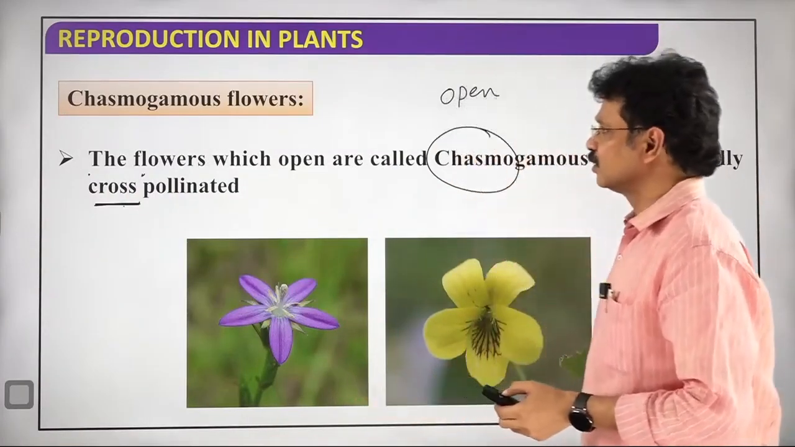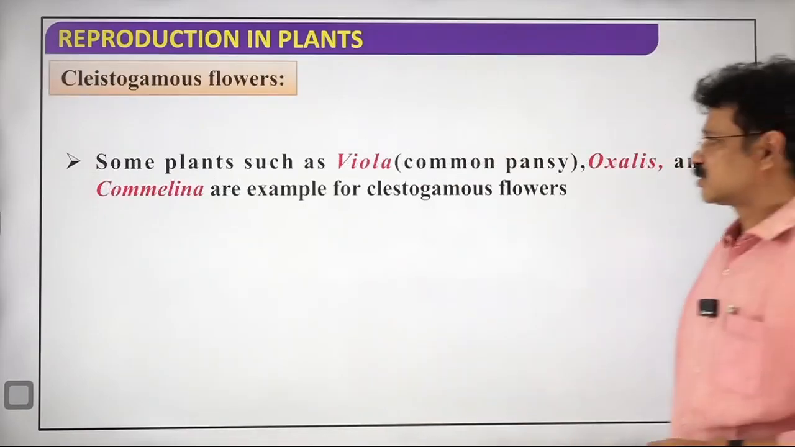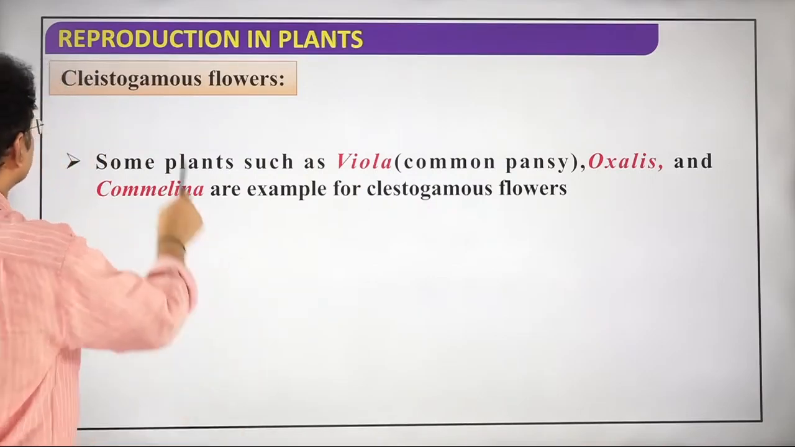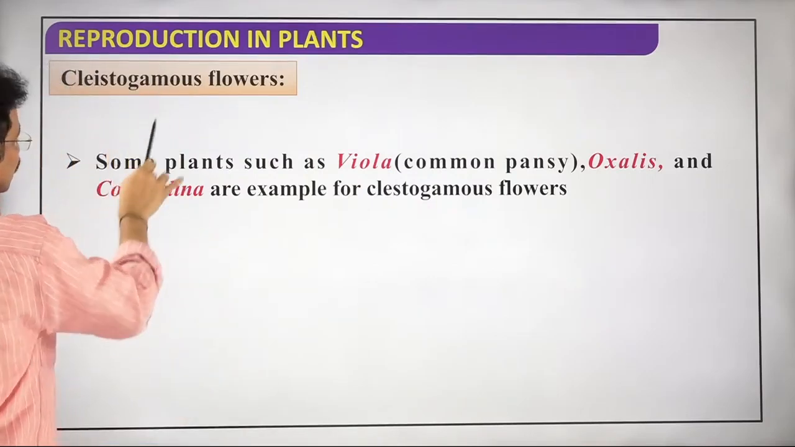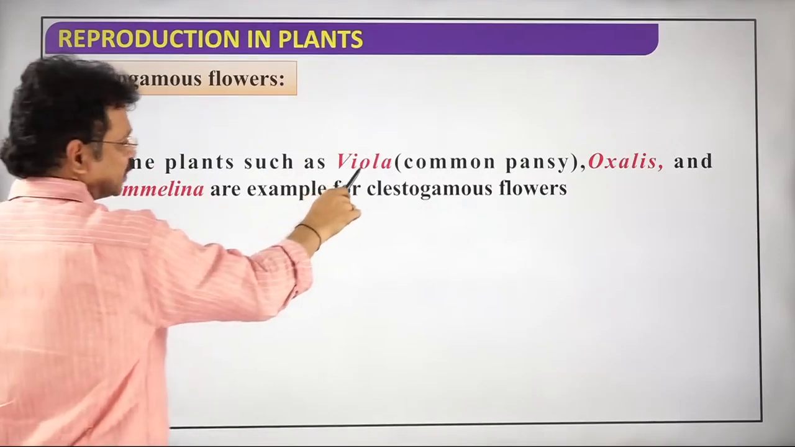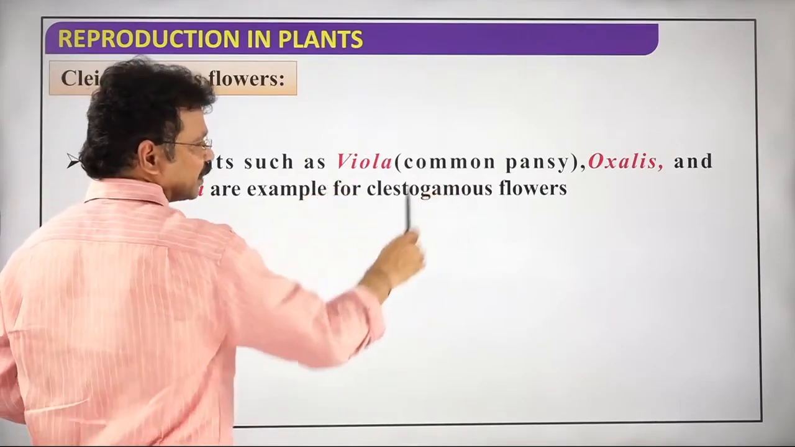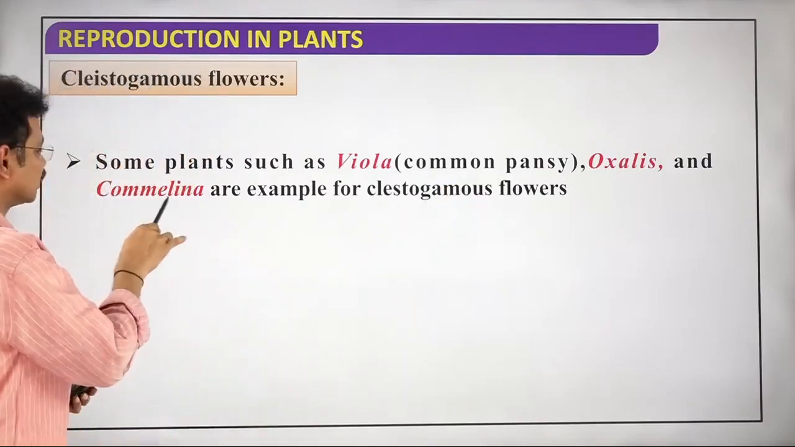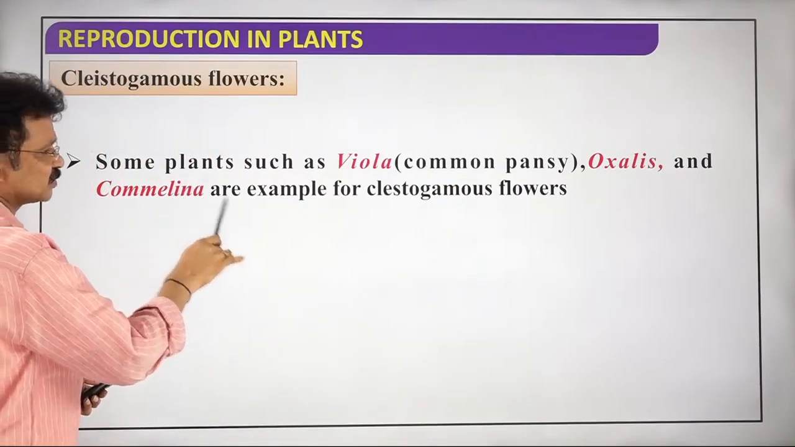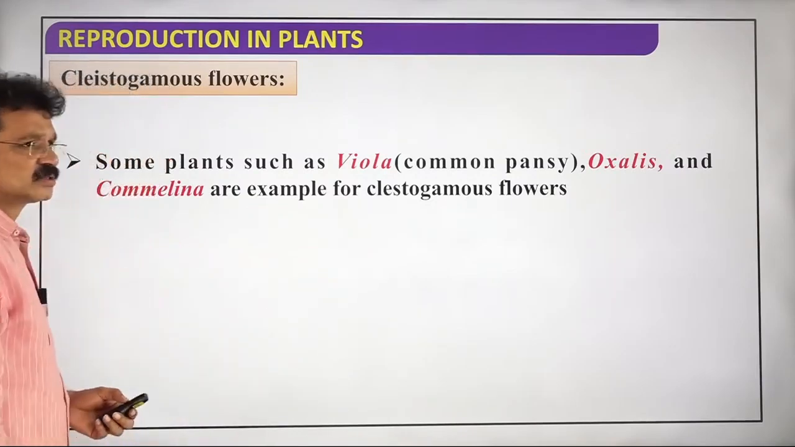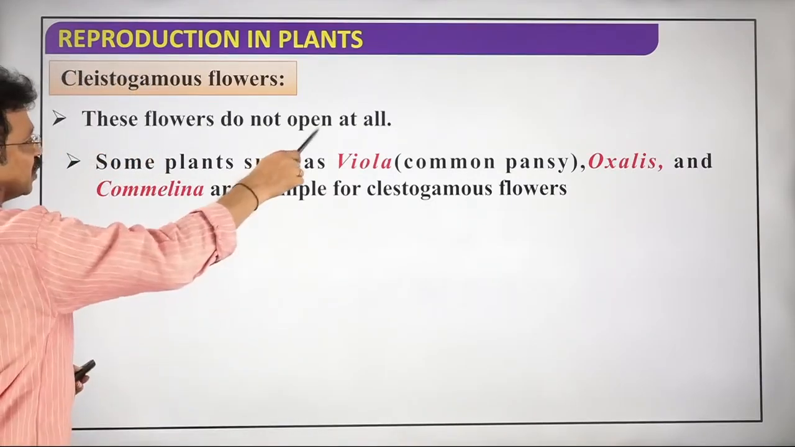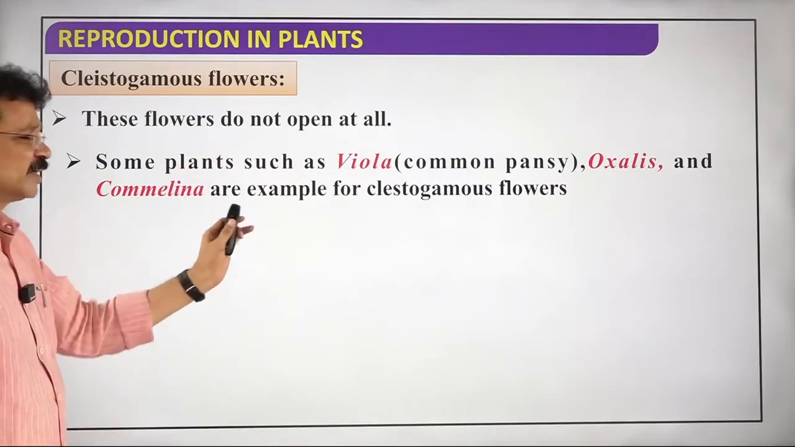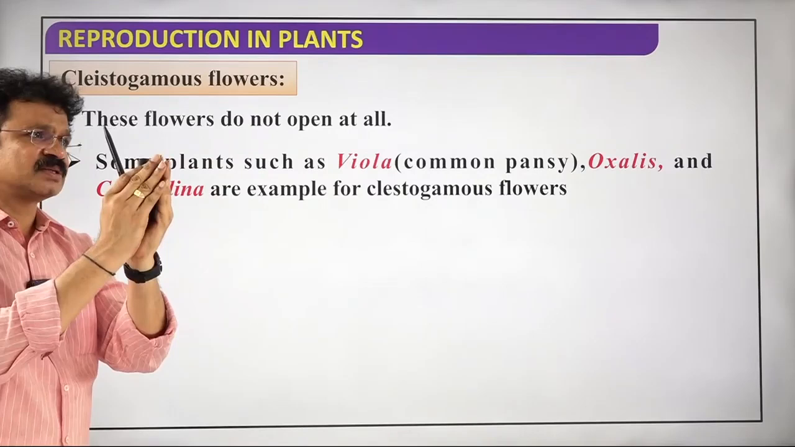Next, the second category: clistogamous flowers. Clisto means unopened or closed. Some plants, such as viola, whose common name is the common pansy, and the second example, oxalis, and the third one, commelina. In these plants, the flowers are unopened, and such flowers are called clistogamous. These flowers do not open at all. They are always in closed condition and appear like buds.